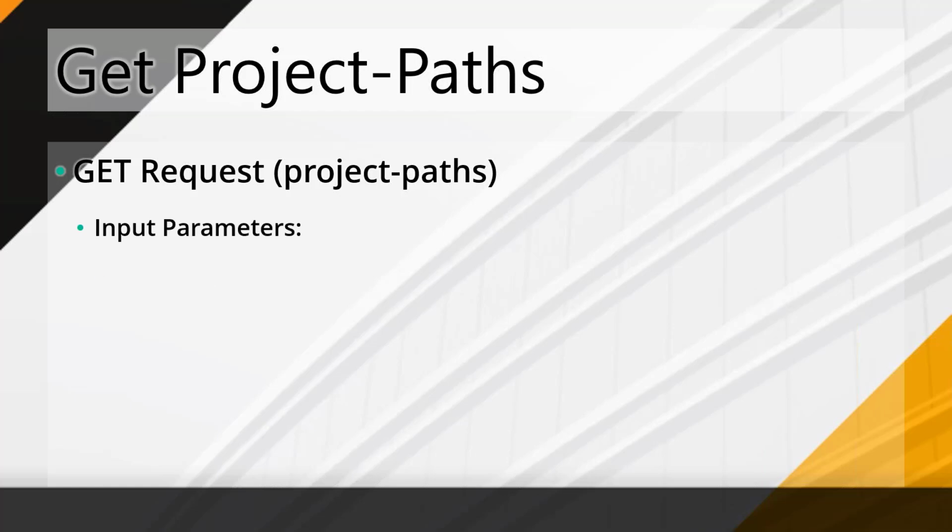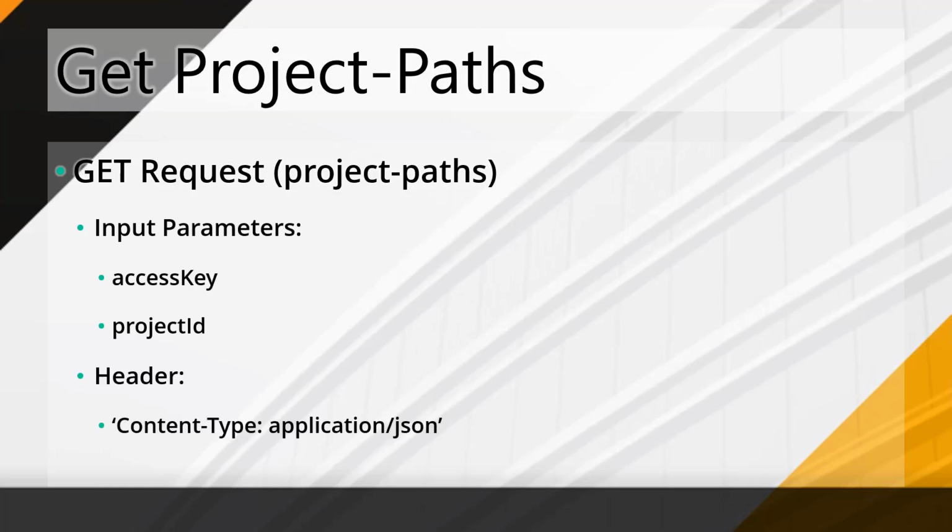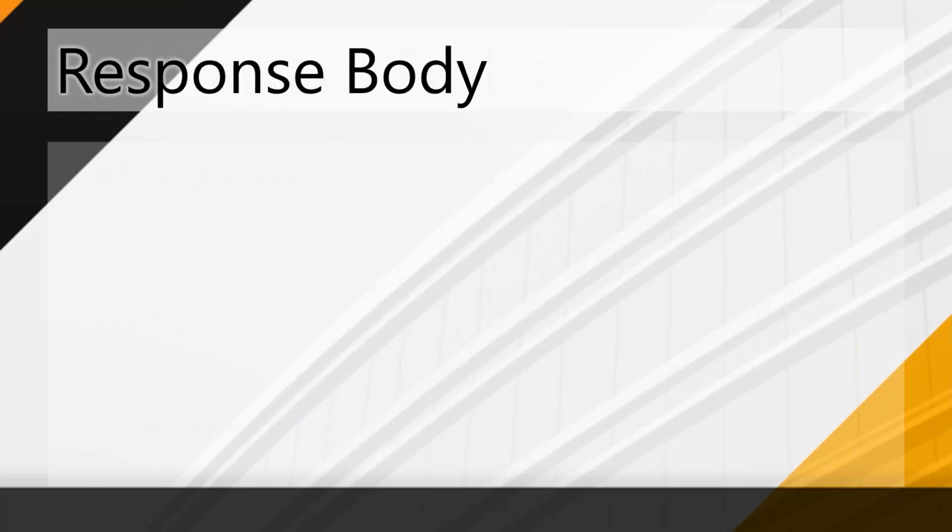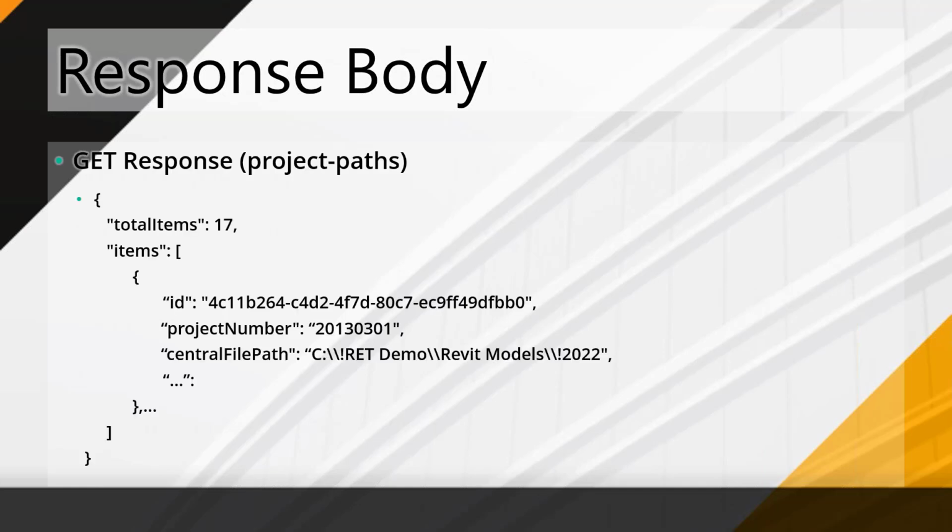There are 2 input parameters for this. There's access key, which of course is always required, and there's project ID. And then within the header, you can include a header if you want to. You don't necessarily have to, but then you're going to get back a response from this that tells you the total number of items that exist in that request.